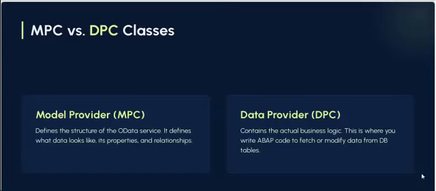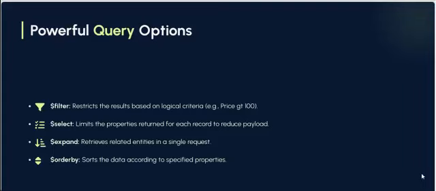One of the best features of OData is the powerful query options available to the consumer. That is filter, select, expand, and order by. These are the queries. Filter restricts results based on criteria, like finding items where the price is greater than 100. This is an example. Select query is used to limit the properties returned to reduce the data payload. Expand query is used to retrieve related entities in a single request. Order by query is used to sort the data exactly how you need it. These are some powerful query options.